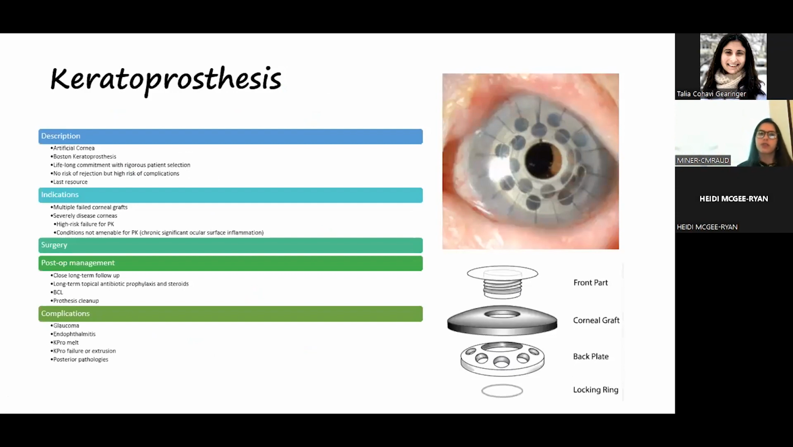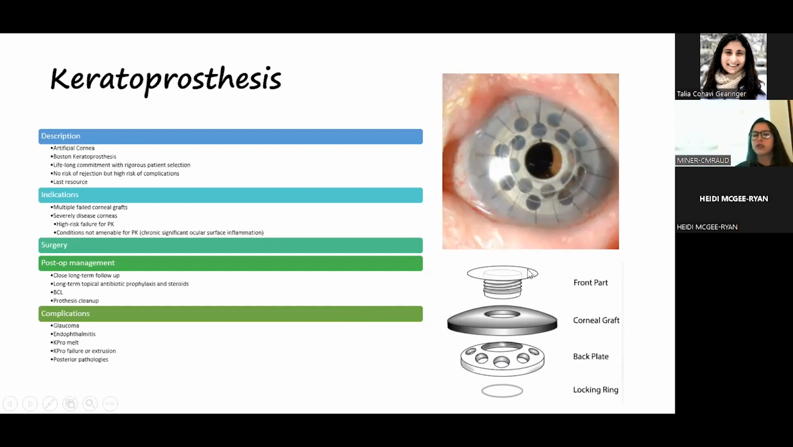And I'm just going to briefly mention keratoprosthesis, since we do have patients in our clinic that can present with this type of transplant. So keratoprosthesis is an artificial cornea, so it's a prosthesis. So this is how it looks in the patient's eye.